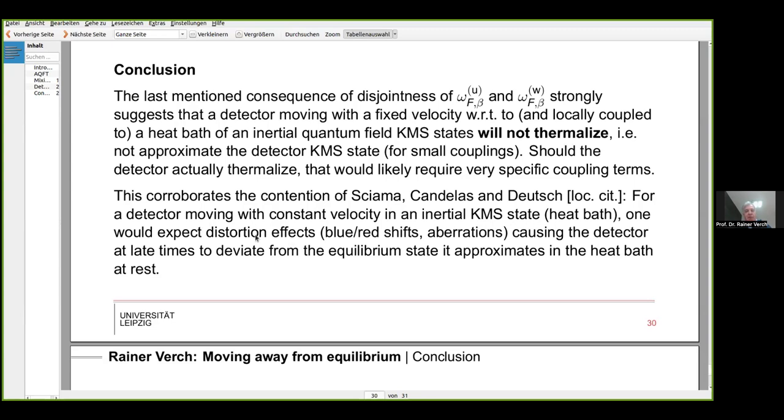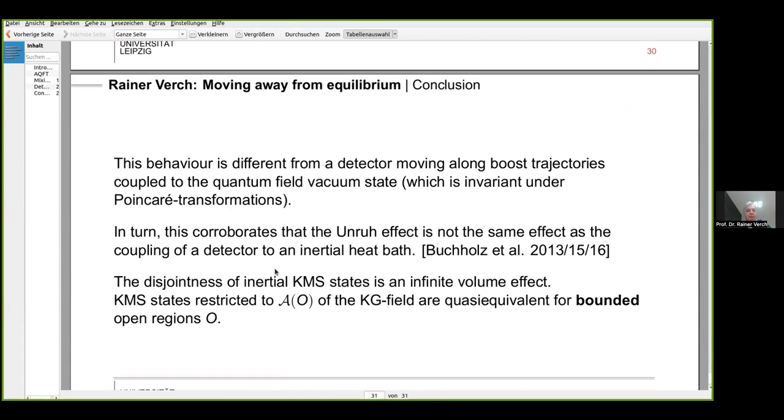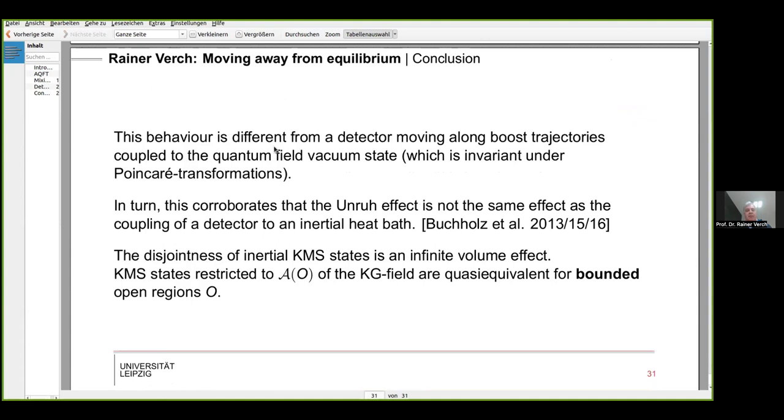For such a situation, one would expect distortion effects, namely blue and red shifts and aberrations, causing the detector at late times to deviate from the thermal equilibrium state it approximates in the heat bath at rest, as we have shown it does. So this behavior is different from a detector moving along boost trajectories coupled to the quantum field in the vacuum state, because the vacuum state is invariant under Poincare transformations.